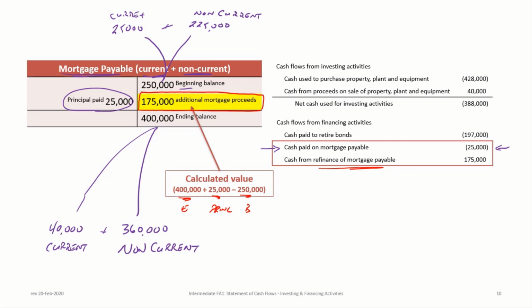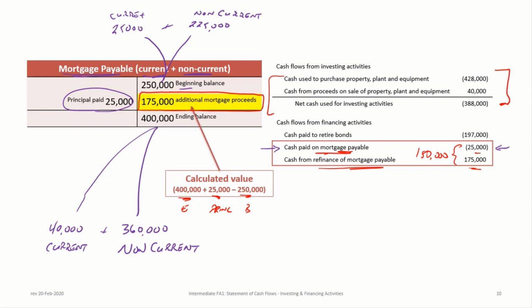Now, you'll notice that even though both of these are related to the mortgage, you may ask, well, why don't we just show $150,000 net cash from the refinance? And the answer is, well, we can't do that. There are two separate events or types of transactions here. One is the payment of the principal on the mortgage, and that's a separate outflow from the $175,000 inflow of refinancing the mortgage.